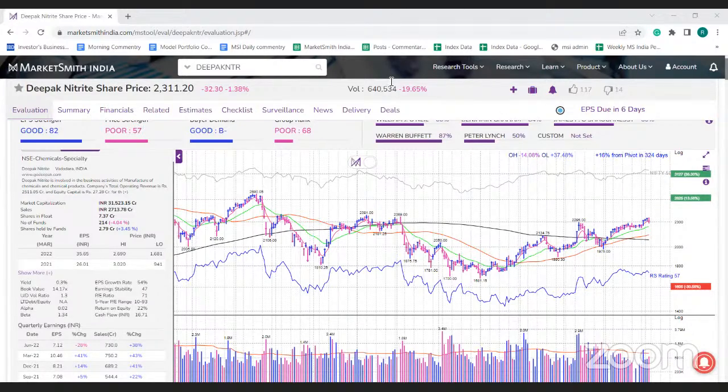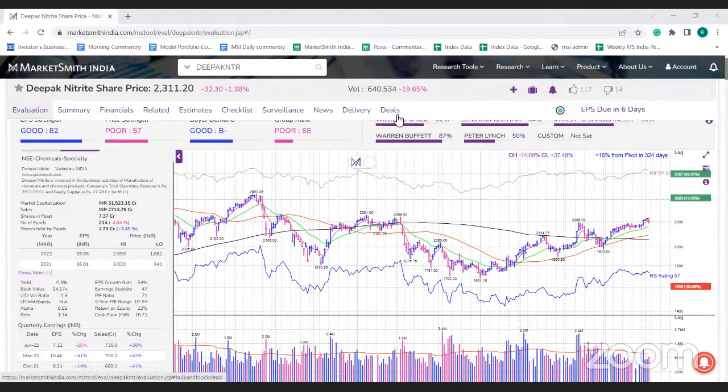Yes. So looking at the stock, fundamentally the stock is still really good. It's one of the leading players in the chemical space, but the problem has been the price strength for the stock. The price strength is really poor. It has recovered from its recent low of 1681, and it's been around 2300 levels.